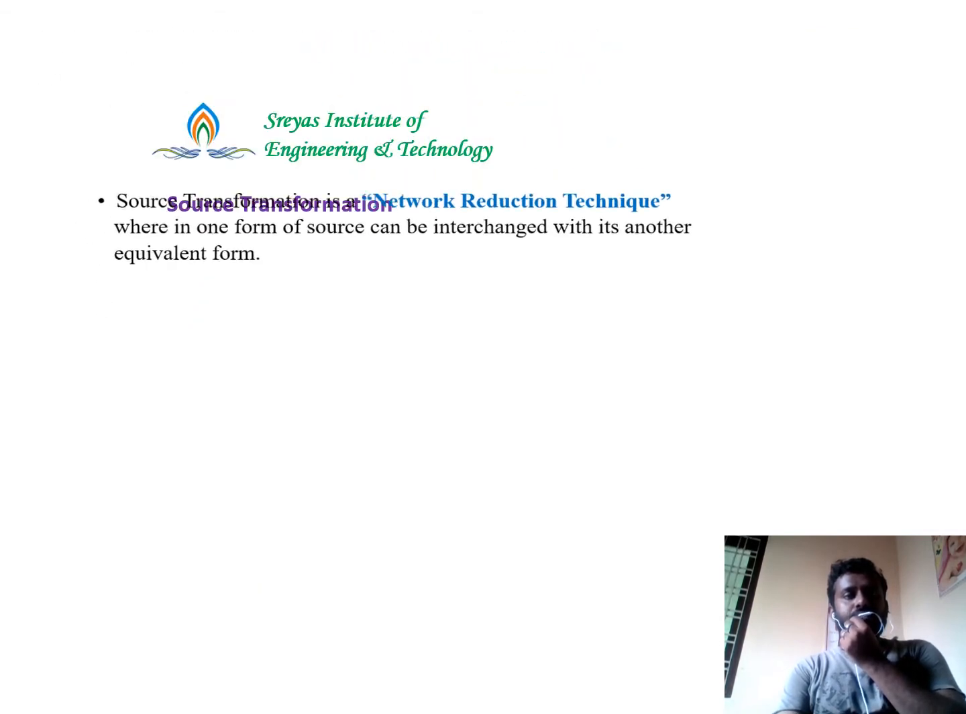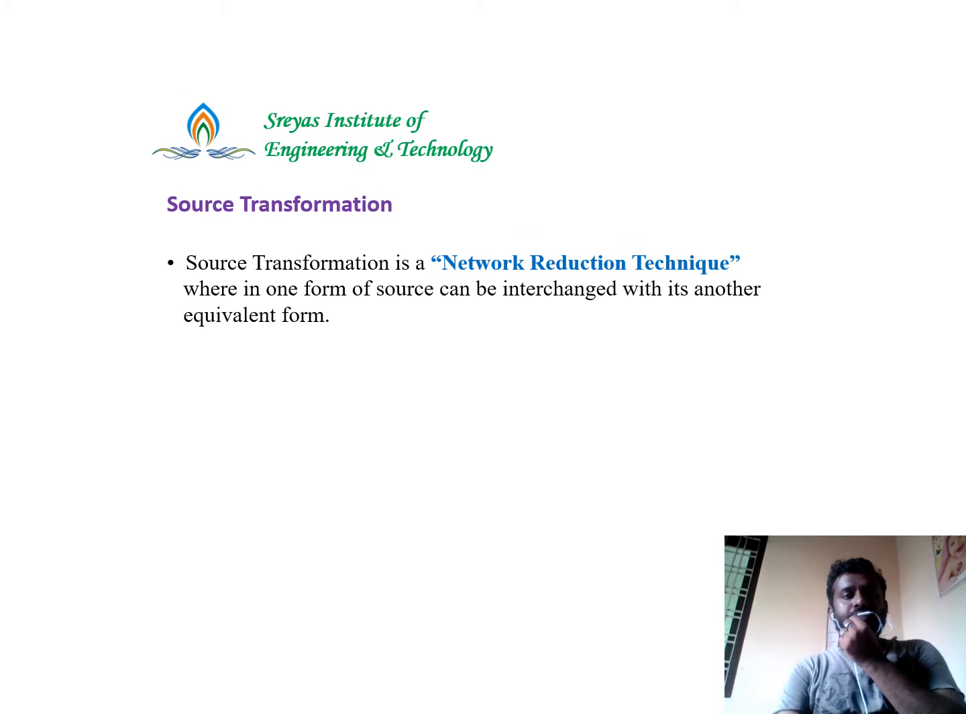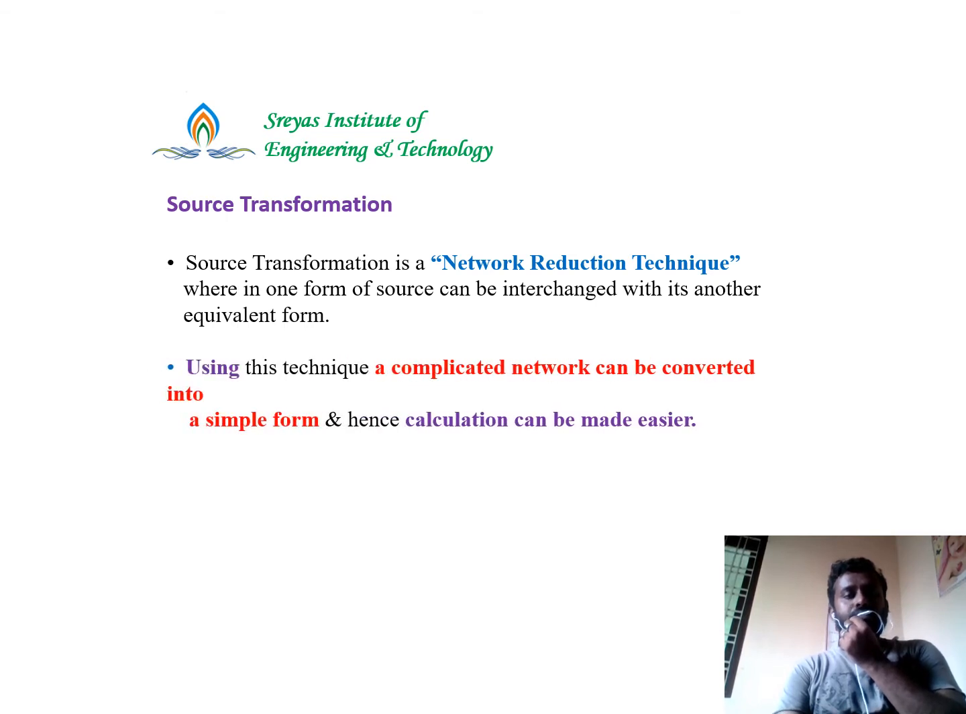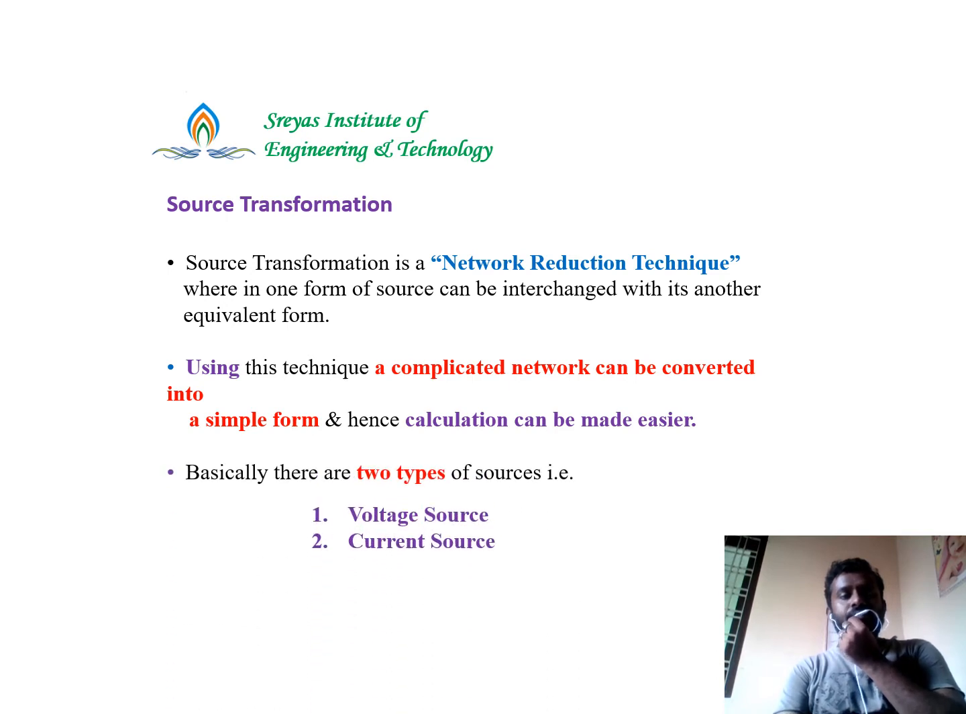Source transformation. A source transformation is a network reduction technique wherein one form of source can be interchanged with another equivalent form. Using this technique, a complicated network can be converted into a simple form and hence calculation can be made easier. Basically, there are two types of sources, that is voltage source and current source.